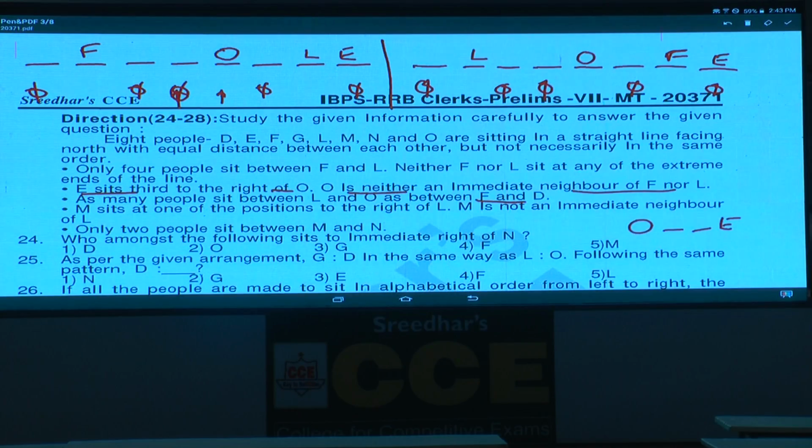Now here L and O, how many persons are there? Now in case 1 there is only 1 person. As there is only 1 person between L and O, there must be 1 person between D and F. As 1 person between D and F is already here, then F must be here. And between L and O, how many persons are there? 2 persons. Hence between D and F we should have only 2 persons, hence D must be here. Are you following this one or not? Now in case 1, between L and O there is only 1 person, hence between D and F there must be exactly 1 person. And in case 2, between L and O there are 2 persons, isn't it? And between D and F there must be 2 persons.